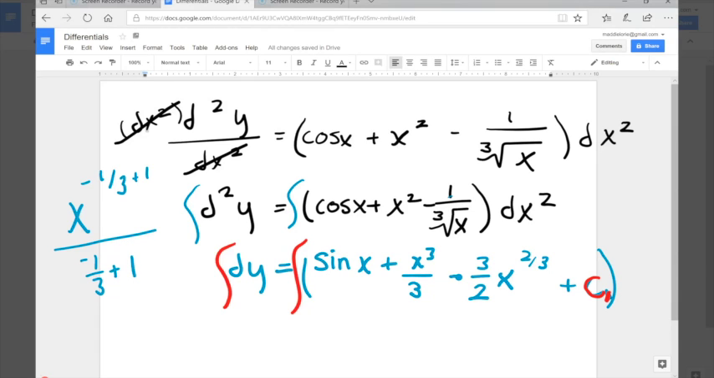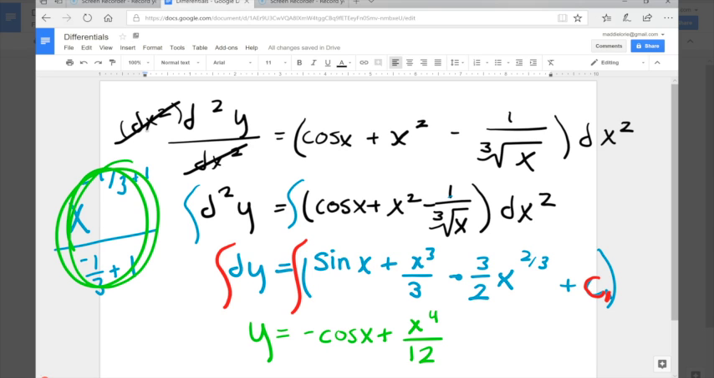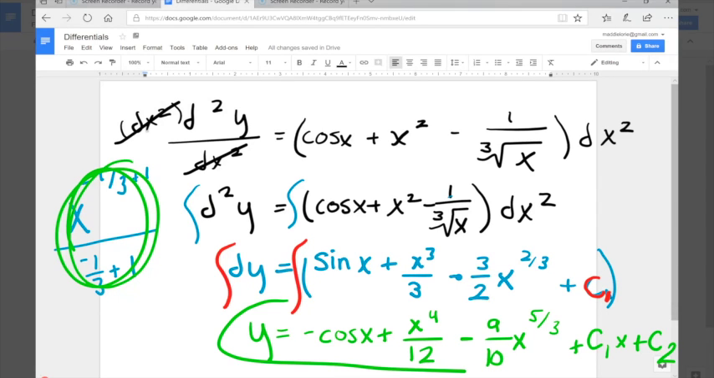So let's go ahead and find the integral of dy, which is y equals the antiderivative of sine x, negative cosine x, plus the antiderivative of x cubed over 3, which is x to the 4th over 12, again using this rule that we did there. And then the antiderivative of 3/2 x to the 2/3 is 9/10 x to the 5/3, plus the antiderivative of a constant, which is c sub 1 x. And then we will have our other constant, which will be labeled c sub 2. And this is your answer.